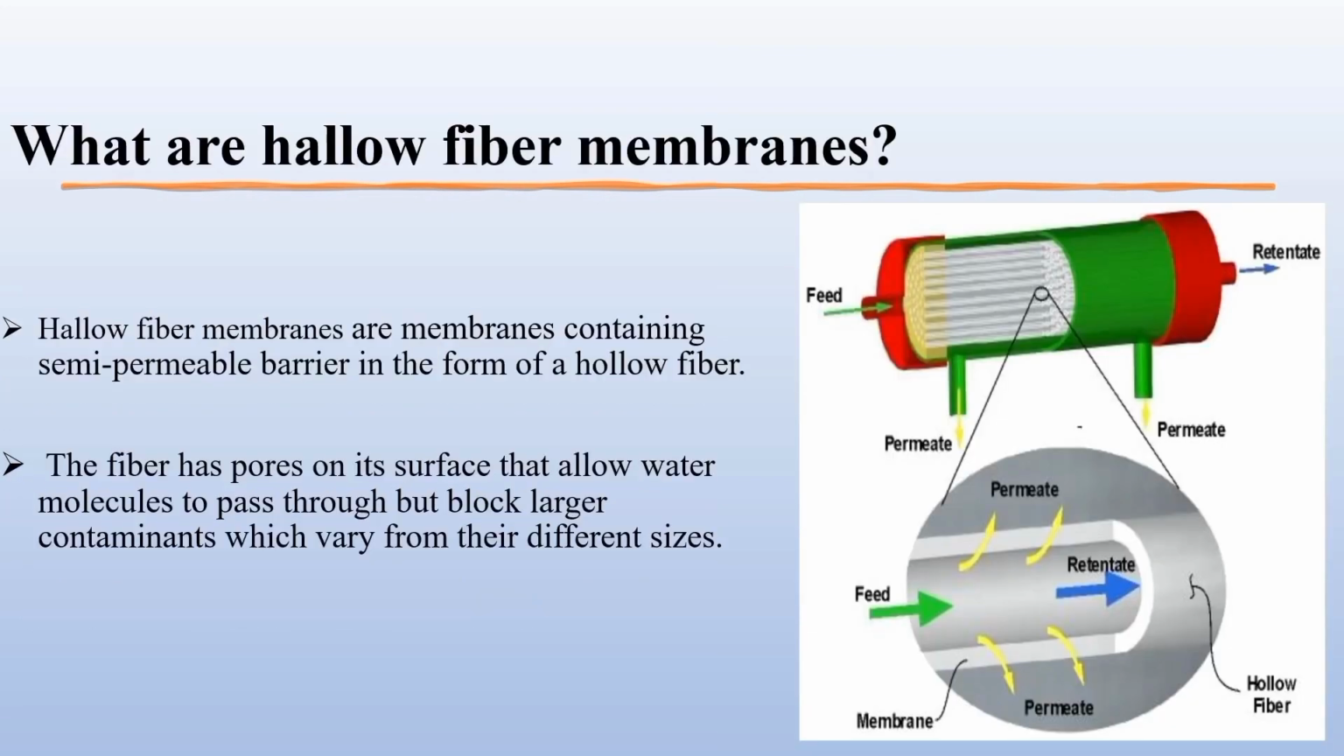What are hollow fiber membranes? Hollow fiber membranes are membranes containing a semi-permeable barrier in the form of a hollow fiber. The fiber has pores on its surface that allow water molecules to pass through, but block larger contaminants which vary from their different sizes. Moving on to the methodology.